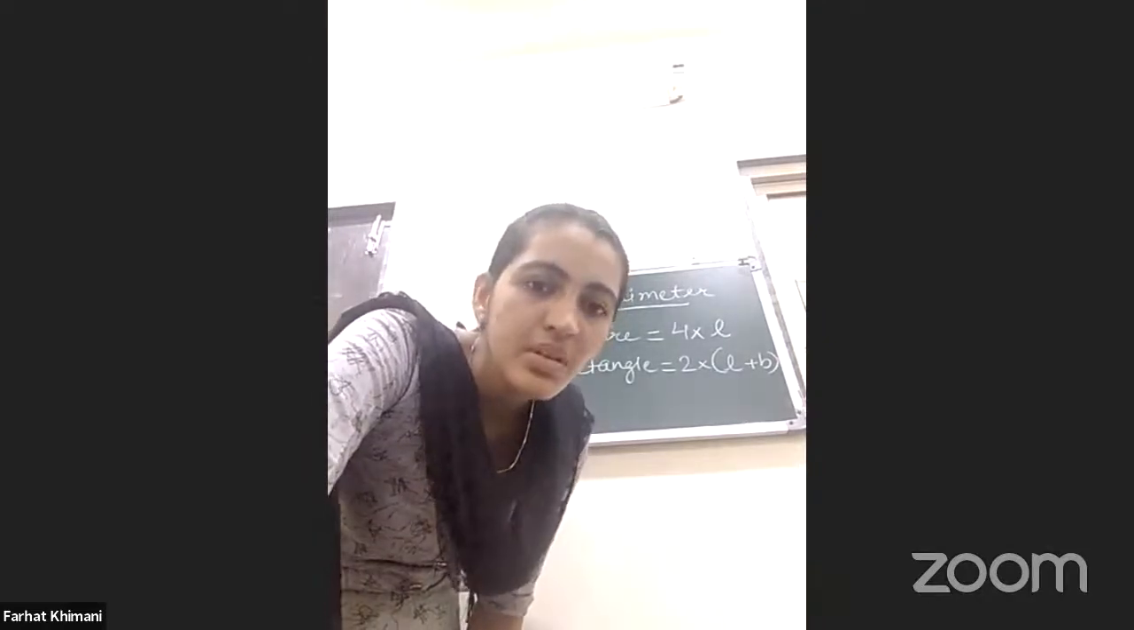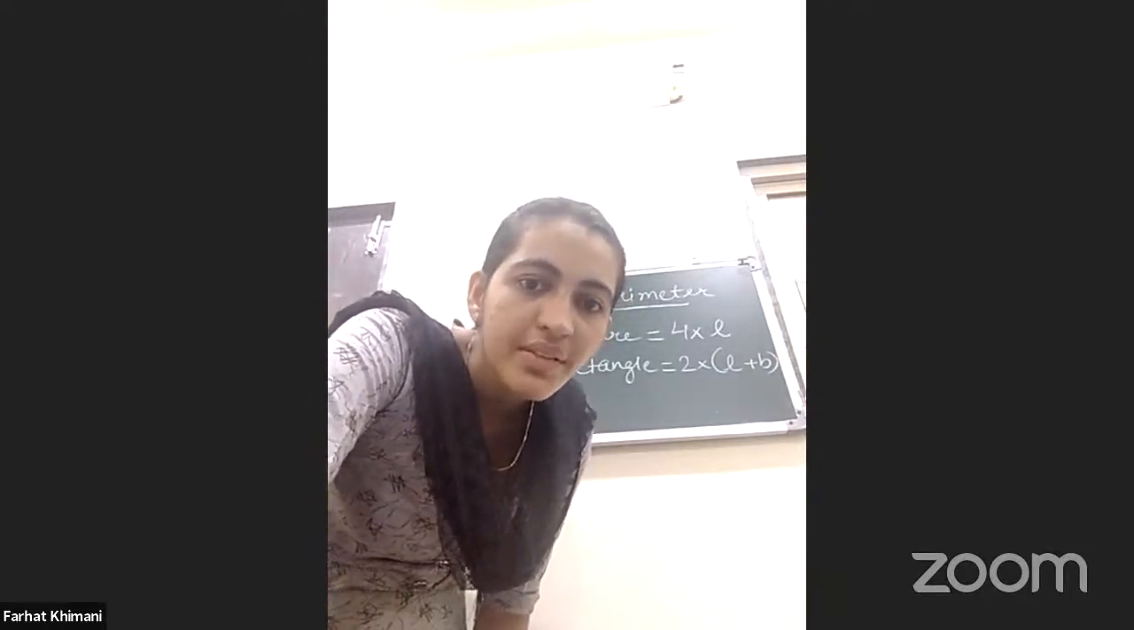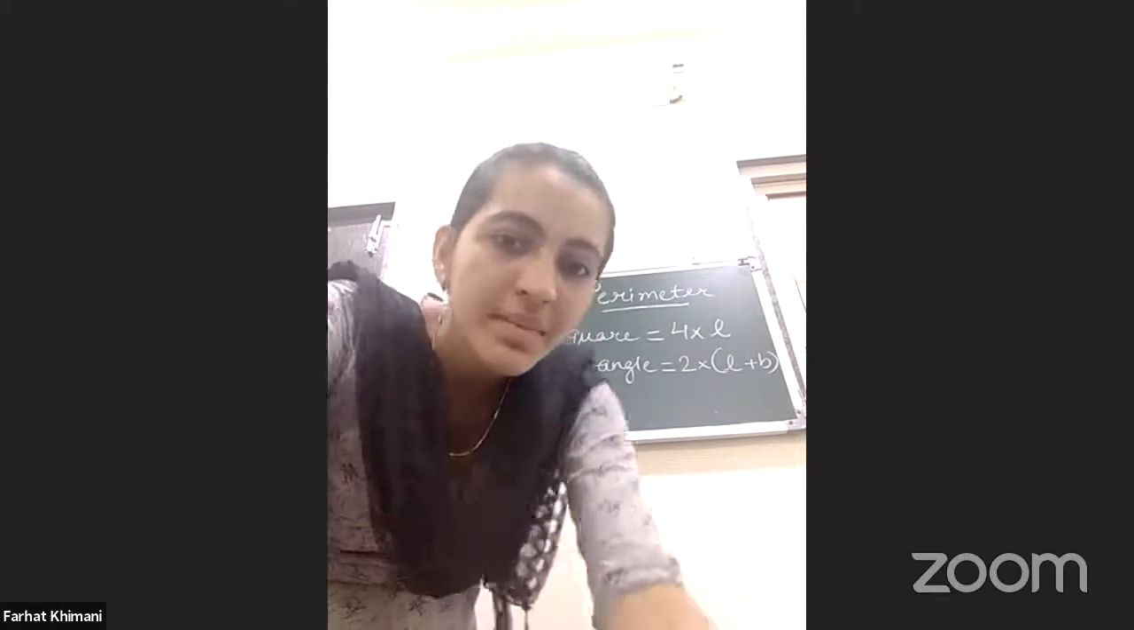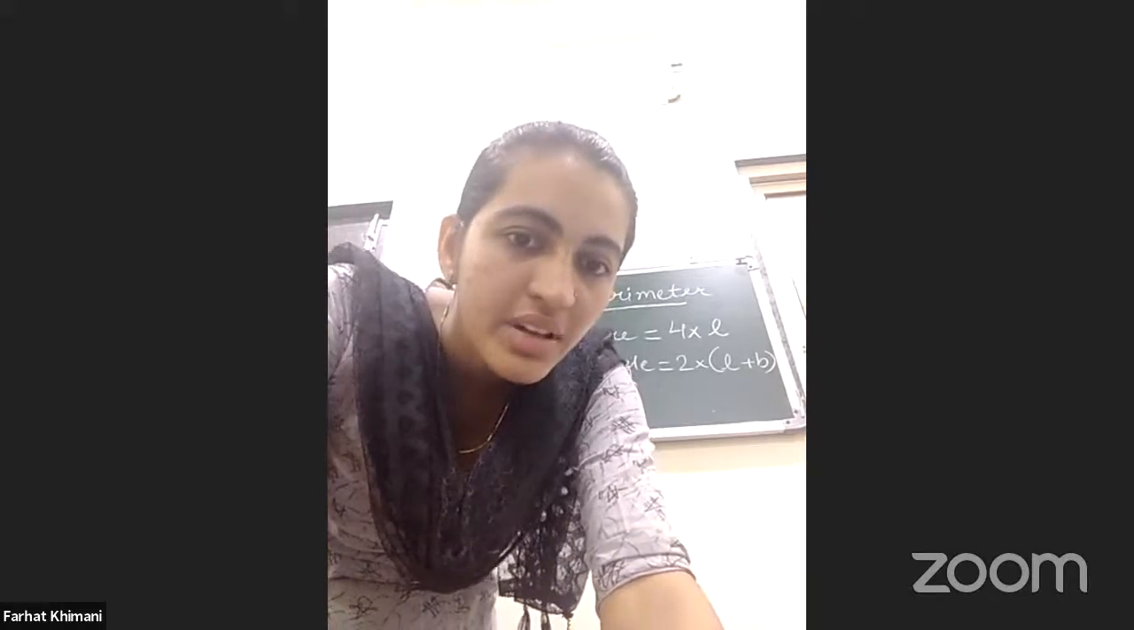No, ma'am. Unmute yourself. I have a doubt. Yes, what is it? I didn't understand. What did you say? Okay, for what? For square or for rectangle? Perimeter. Okay. I'll show you on the board itself now.